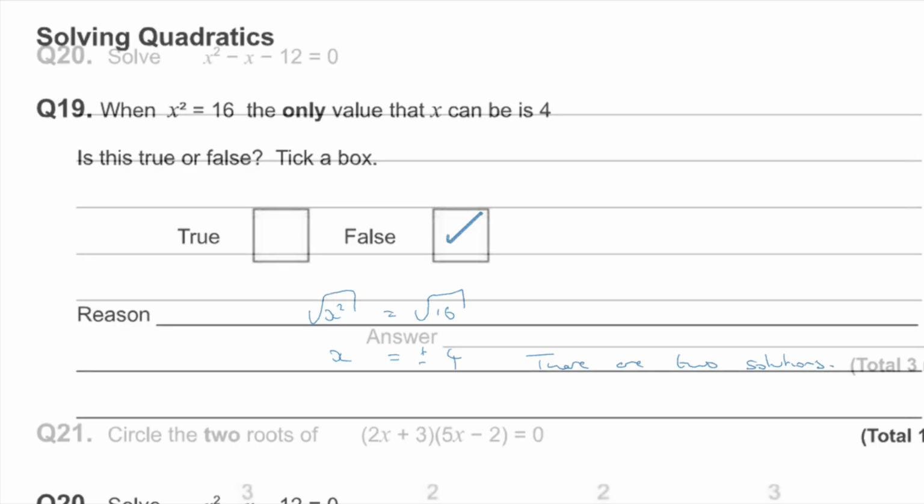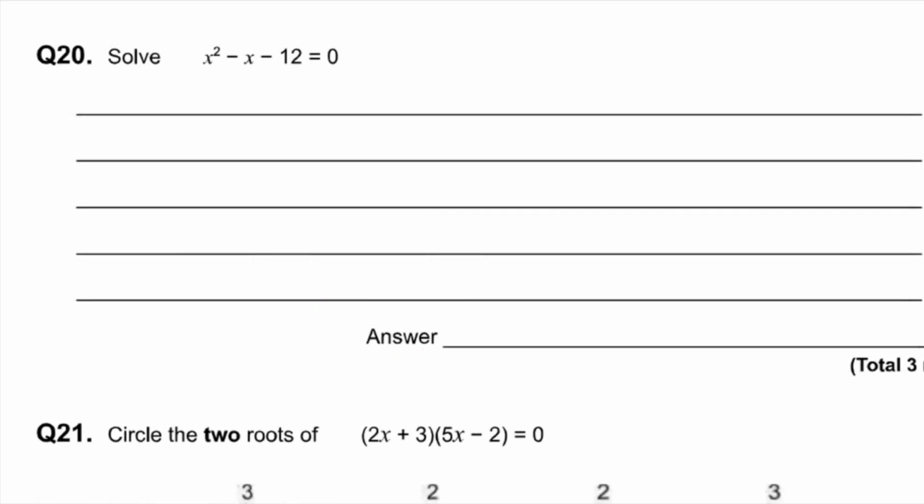Okay, I think that's good enough. Question 20: solve x squared minus x minus 12 is equal to 0. We're going to start off like we did earlier by looking to see if we can factorise first. So does it factorise into two brackets like this? Let's take that number on the end, 12, and think about the factor pairs of 12: 1 and 12, 2 and 6, 3 and 4. Now which combination of those is going to give me a minus 1 in the middle?